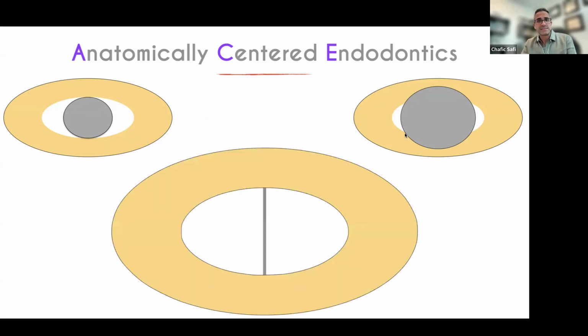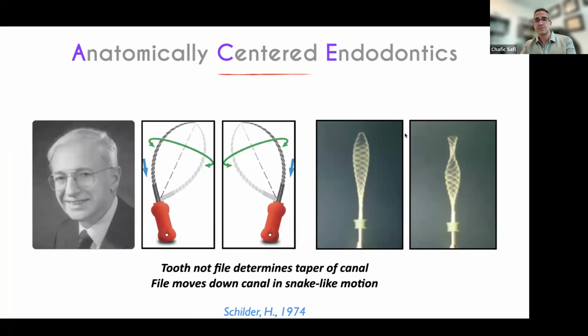What we need is an instrument, or a technique, or something that will be able to sweep the total area of the canal without changing its anatomy, just respecting the anatomy and removing all the bad guys, the bacteria. This is anatomical instrumentation. And this concept, this idea, was first illustrated by nobody else but Herb Schilder, who in the 1970s said that it's the tooth and not the file that should determine the final taper, and that we have to have a certain file that will move down the canal with a snake-like motion in order to clean up the canal very well.